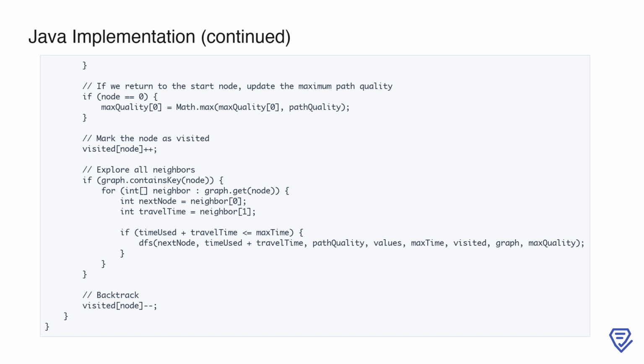This step is crucial for ensuring that other paths in the DFS can explore the node without interference from the current path. This combination of recursion and backtracking allows us to explore all possible paths and calculate the maximum path quality efficiently.